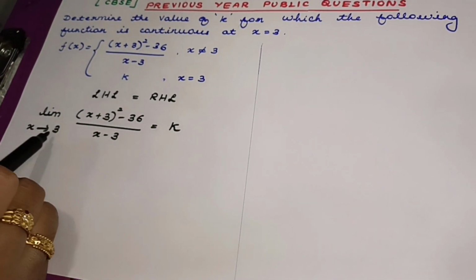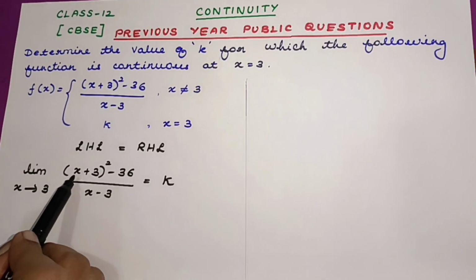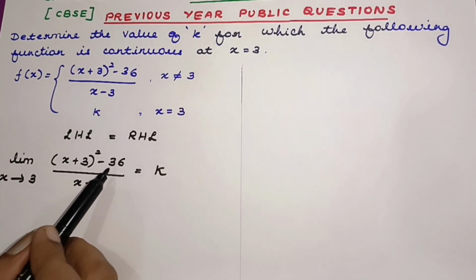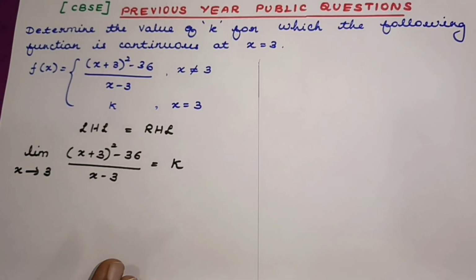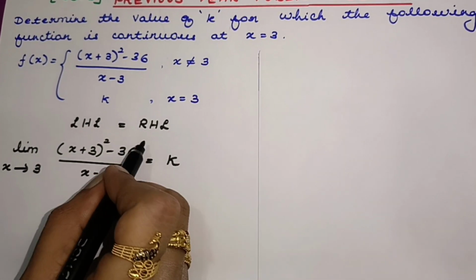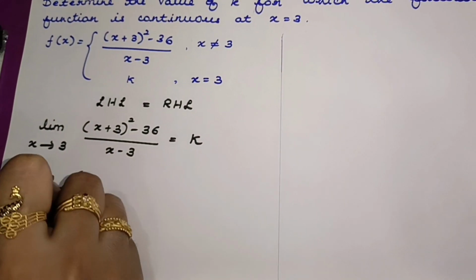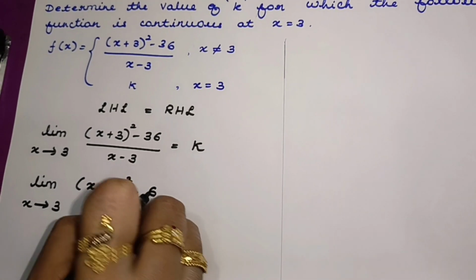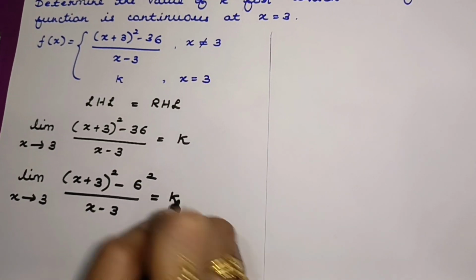Just imagine we directly substitute 3 in the place of x. We get (3 plus 3) the whole square, that is 6 square, which is 36, and 36 minus 36 becomes 0. So this is not the correct way for this type of question. First, we take this 36 as 6 square. So limit x tends to 3, (x plus 3) the whole square minus 6 square, divided by x minus 3, is equal to k.